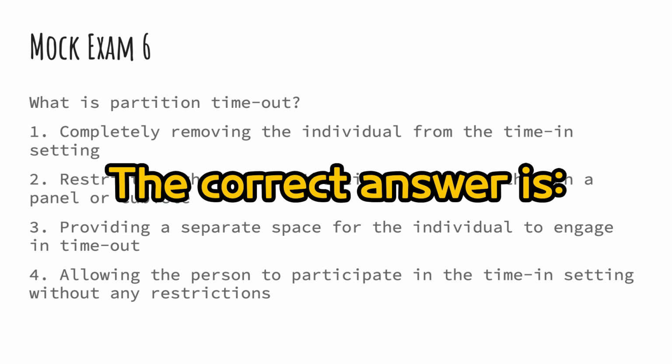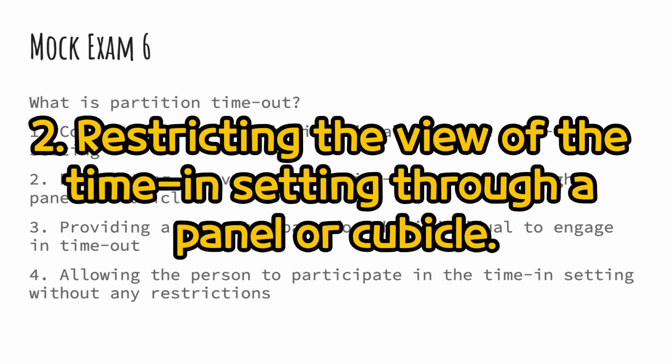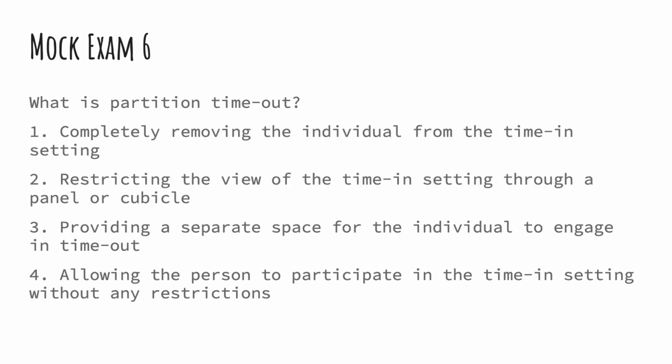The correct answer is 2. Restricting the view of the timing setting through a panel or cubicle. Partition timeout involves creating a physical barrier or partition that restricts the individual's view of the timing setting without completely removing them from it. This allows the individual to remain in the same general environment, but reduces access to reinforcing stimuli or interactions that may be contributing to the problem behavior.